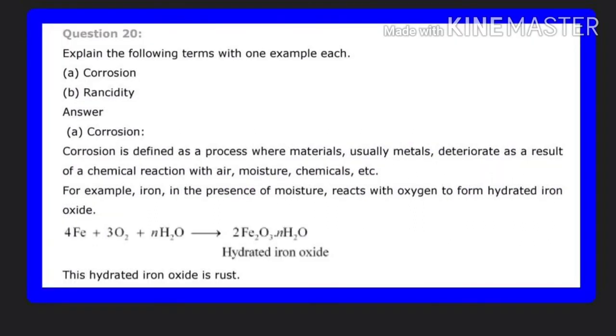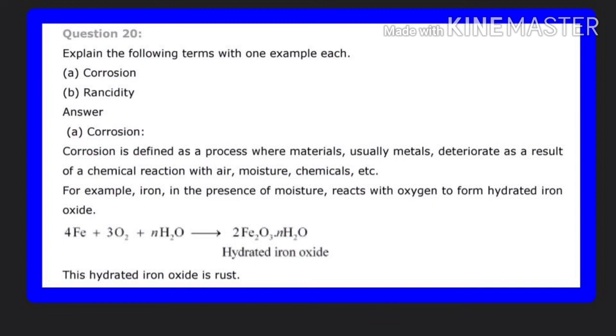So the last question is kind of a differentiation question between corrosion and rancidity. So explain the following terms with one example each. The first one, corrosion. Corrosion is defined as a process where materials, usually metals, deteriorate as a result of a chemical reaction with air, moisture, chemicals, etc. Instead of deteriorate, you can also write get spoiled as a result of chemical reaction.